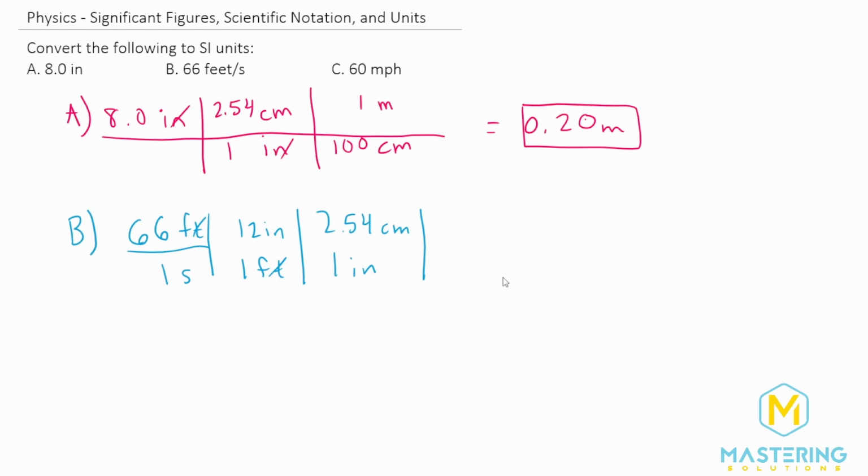And then in 1 meter, there are 100 centimeters. So now we have the inches cancel, centimeters cancel, and we're left in meters. The time was already in standard units in seconds, so we're okay there.